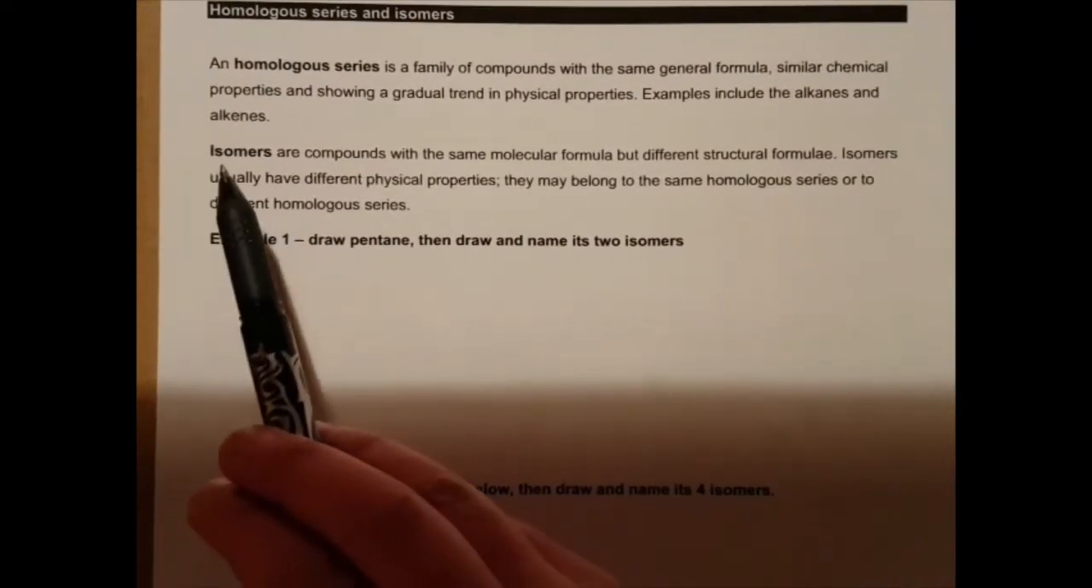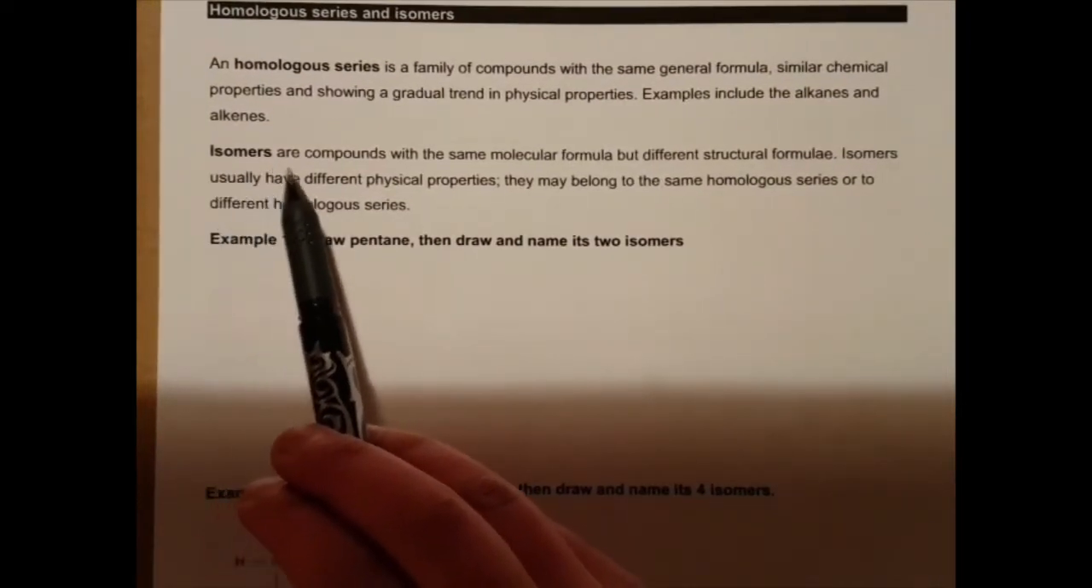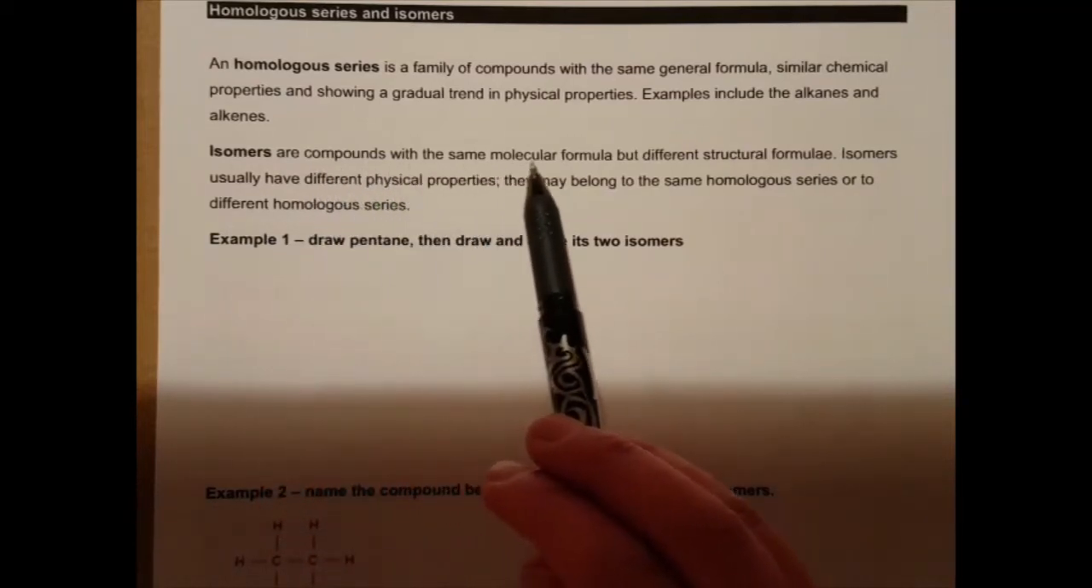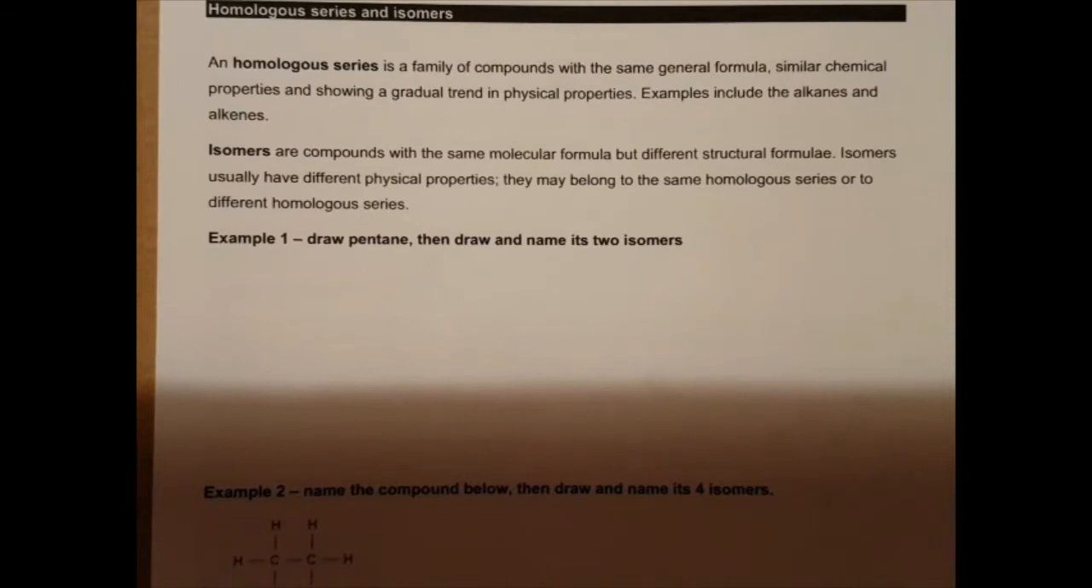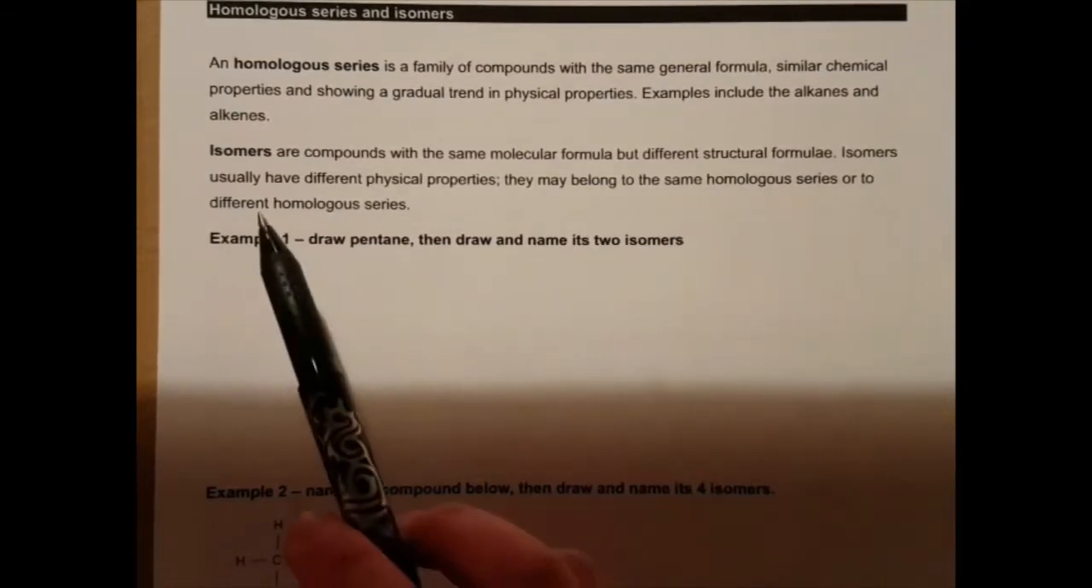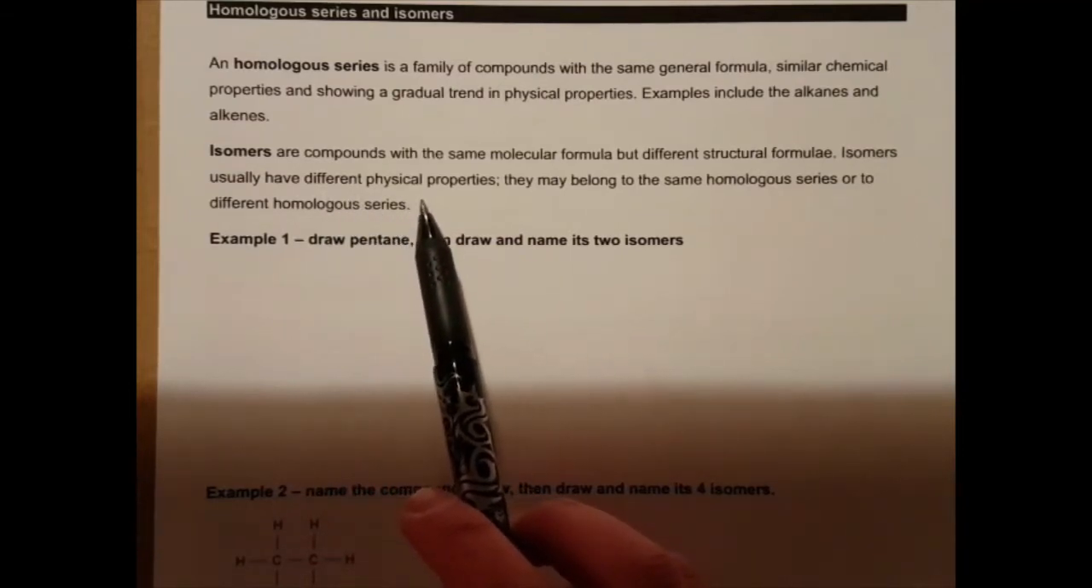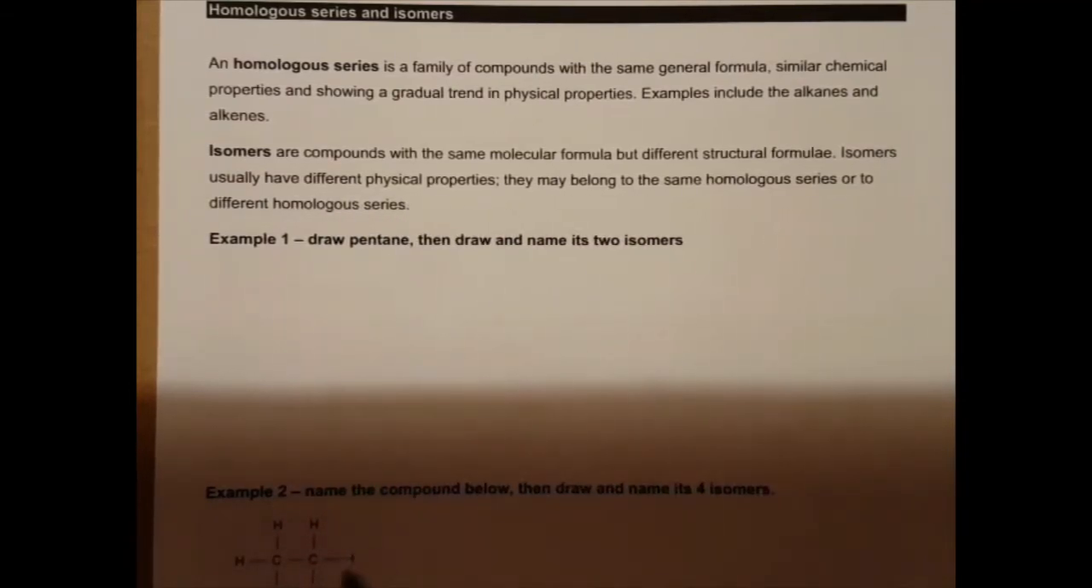Isomers, don't get those mixed up with isotopes. Isomers are compounds with the same molecular formula but different structural formulae. So we've already seen some examples of that when we looked at the alkanes section. Isomers usually have different physical properties. They may belong to the same homologous series or to different homologous series.